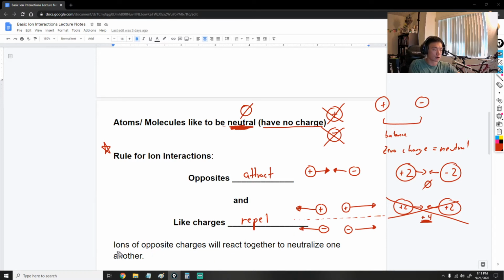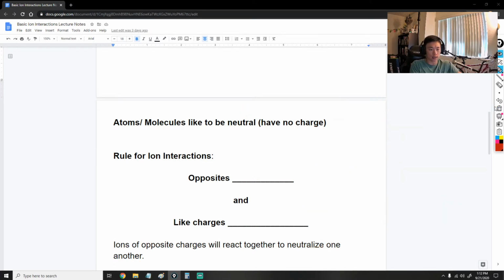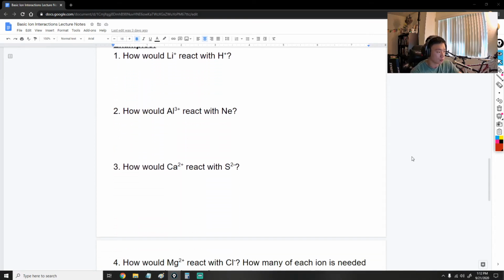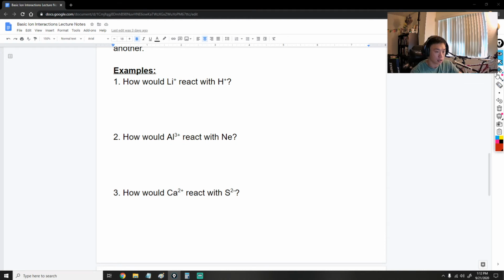And this is just another way of saying it. Ions with opposite charges will react together to neutralize one another. Okay, they want to get closer to zero charge. All right, so that's all the background information you'll need for today. After this, we're just going to do some practice problems that you'll see on your assignment, and that'll be it. Okay, so we have a couple examples here, and let's just go through them together.